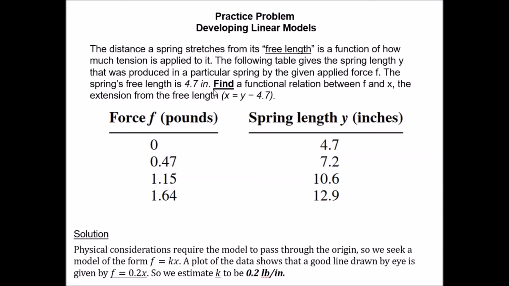Now what they want us to find is a functional relation between F and x, our force and our spring extension. The extension from the free length is given by this relationship here, that x is equal to y minus 4.7. So we subtract 4.7 from each of these values in order to get the extension from the free length of the spring.